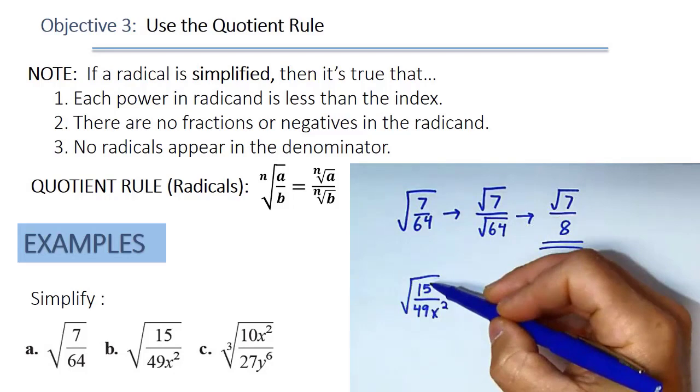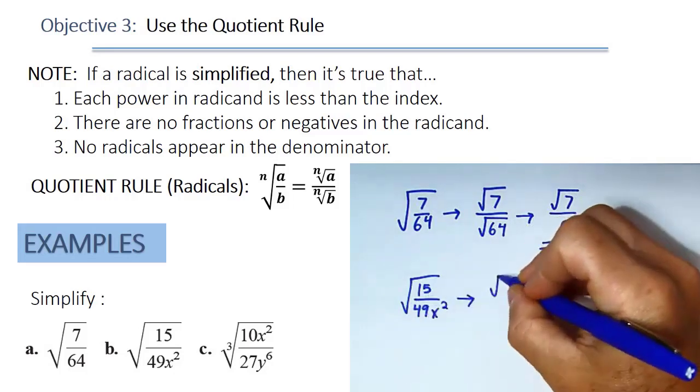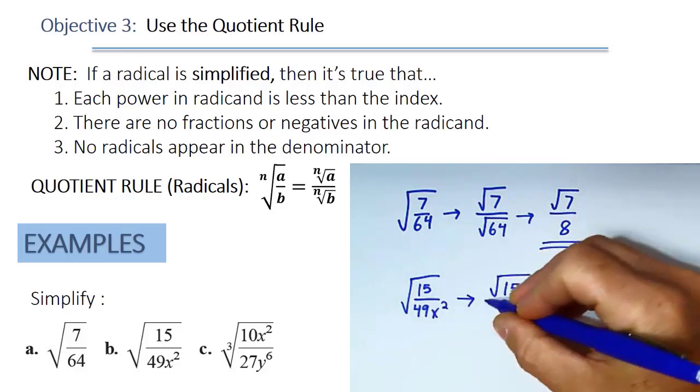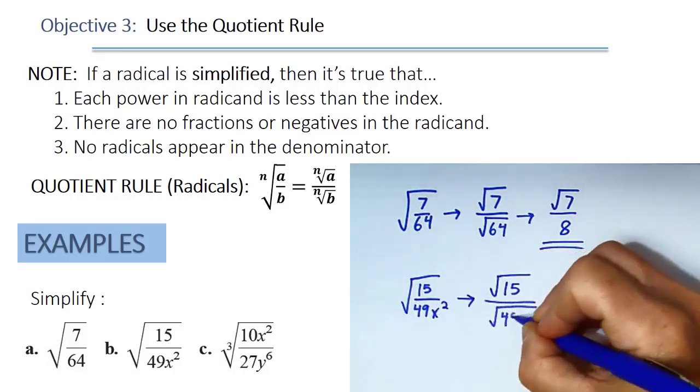Okay, one more. The square root of 15 over 49x squared, that's definitely a fraction in our radicand, so we split it up and see if we can go from there. We get the square root of 15 over the square root of 49x squared.